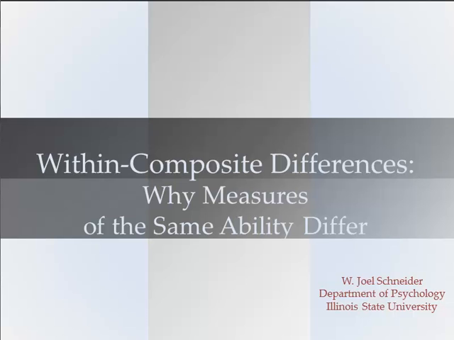In this tutorial, I'm going to talk about within-composite differences. It happens very often that we have more than one measure of the same ability, but not all measures of an individual yield the same score. How do we interpret this?